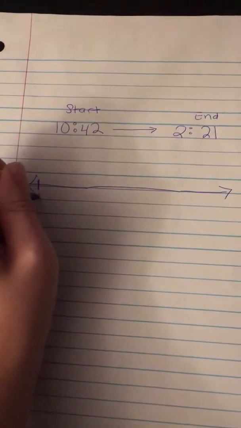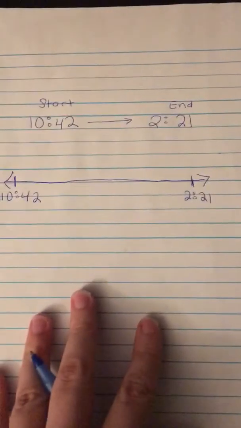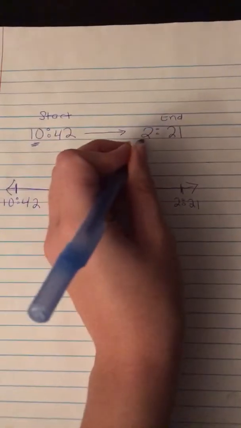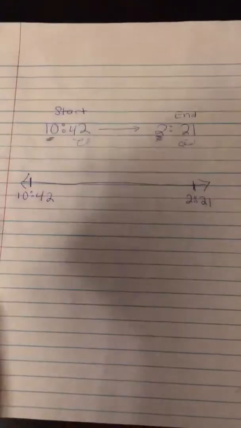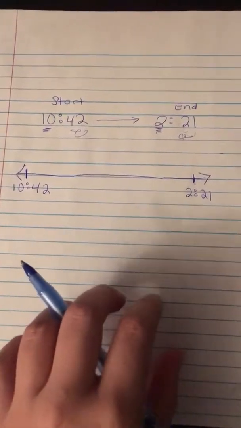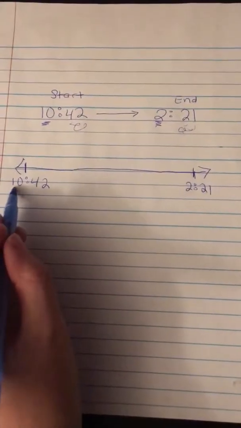Make a number line. Okay. You're putting your starting point at 10:42. And your goal is to get to 2:21. Okay? So time is split into hours and minutes. First things first, deal with your big chunks. Deal with your hours. So right now I have a 10 and I got to get to the 2.